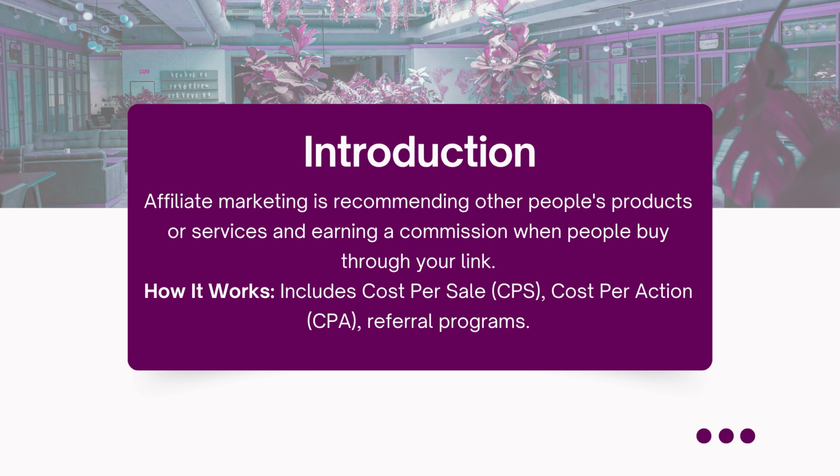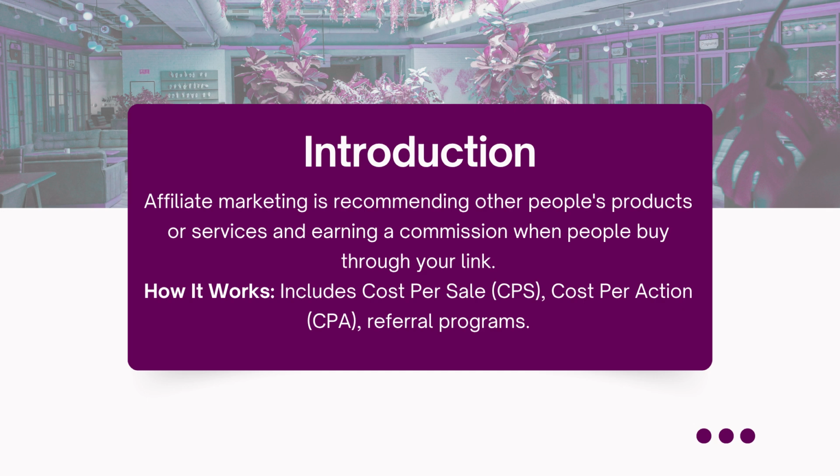Cost per sale is when you earn a commission after somebody buys something through your affiliate link, while cost per action is when you get paid after a user completes a specific action, like signing up or filling out a form. And then referral programs, like the name, means you refer people or users and then you earn commissions or rewards or benefits.